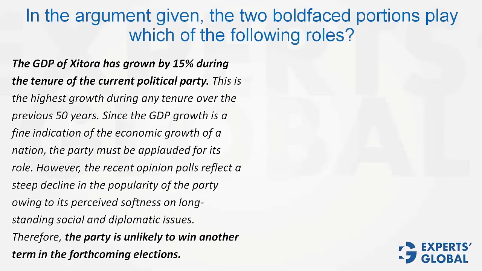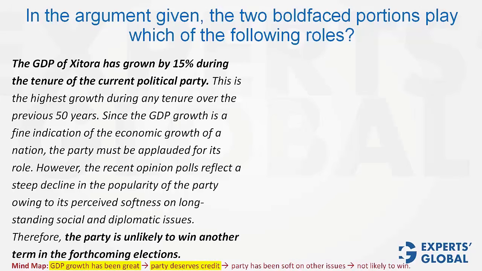This is the reasoning. This is the standard question stem every time. The two boldfaced portions play which of the following roles? Please pause the video and read the reasoning carefully. The mind map is that GDP growth has been great. Party deserves credit. However, party has been soft on other issues and is not likely to win in the forthcoming elections. What is the conclusion? The second bold part is the conclusion, that the party is unlikely to win another term in the forthcoming elections. So the second bold part has already been linked. This itself is the conclusion of the argument.